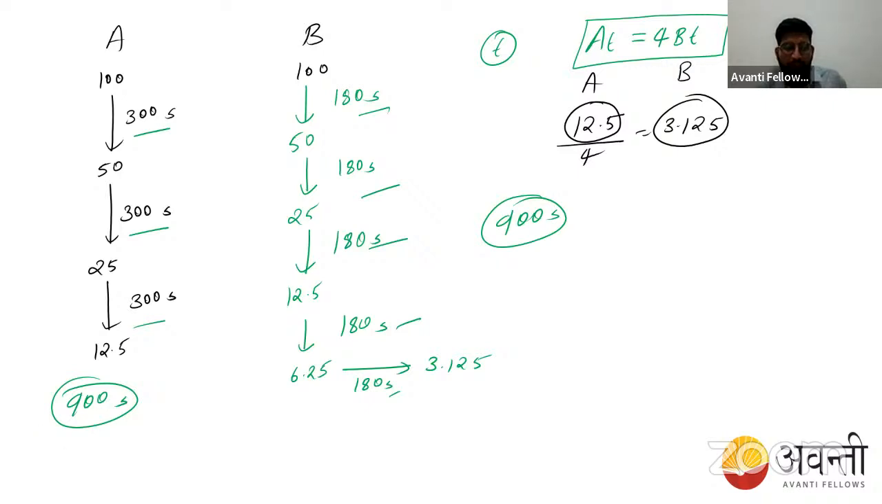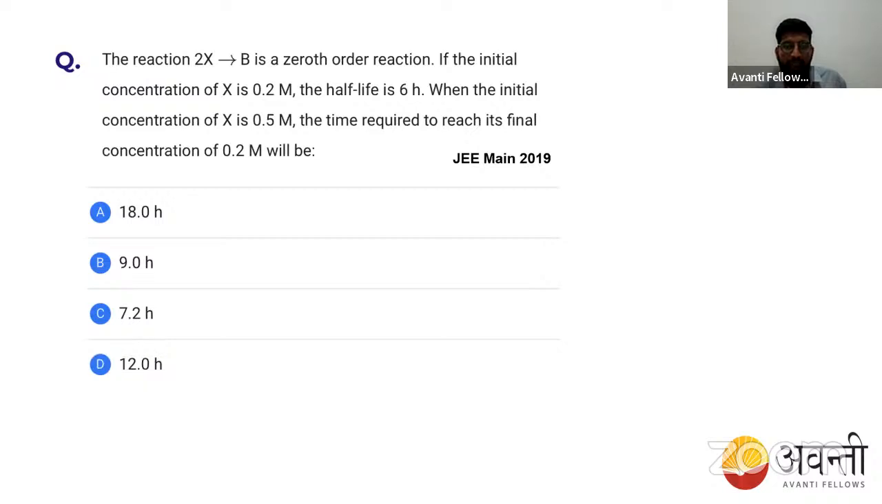Moving forward to the next question, JEE Mains 2019. The question says that the reaction 2X gives B is a zeroth order reaction. If the initial concentration of X is 0.2 molar and half-life is 6 hours, when the initial concentration of the reaction is 0.5 molar, then the time required to reach its final concentration of 0.2 molar will be?